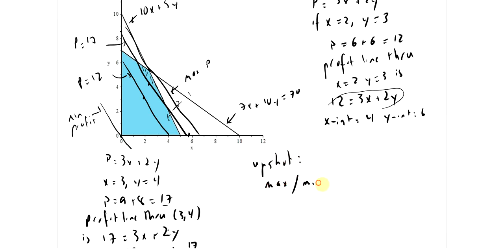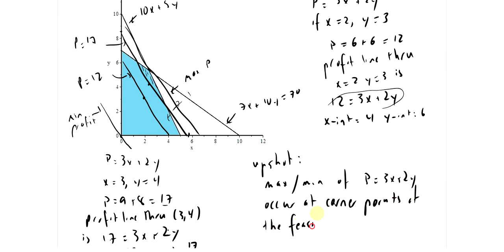The max and min of P equals 3x plus 2y occur at corner points of the feasibility region. It couldn't be this point, for example, because you could go down the boundary a little bit further and make more than $17. And it couldn't be this point because you can go up the boundary here and make more than $17.